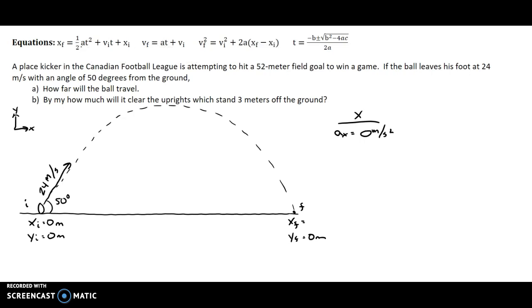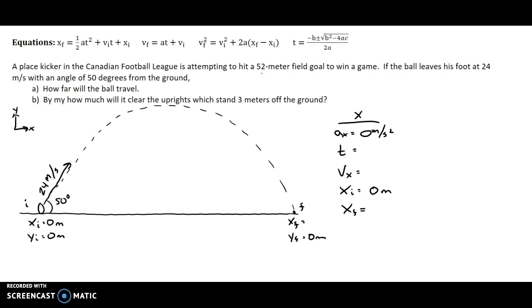Sometimes I don't even put an x in there. You're going to have some time at which the ball is traveling. The velocity initial is equal to the velocity final, so I just call it vx. It's got a starting position and it's got a finishing position. In this case, it starts at 0 meters and it finishes somewhere downrange.